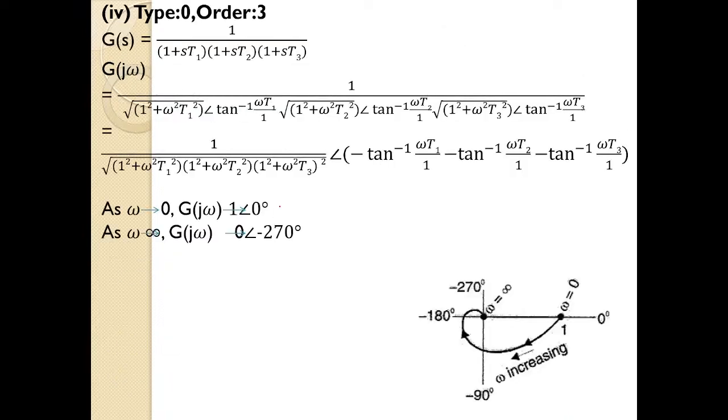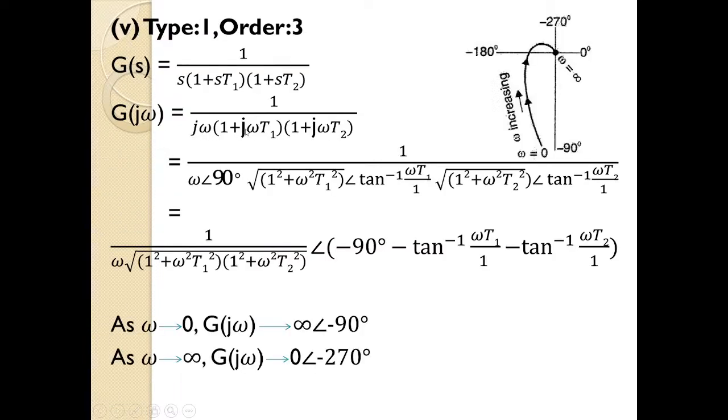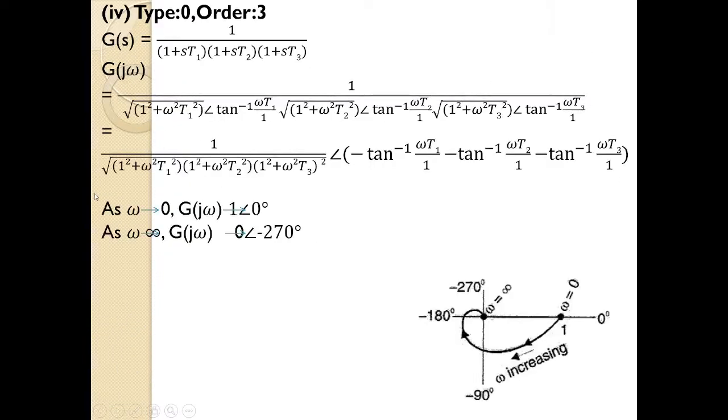Okay, let us go to the next type. Type 0 order 3 system. So type 0 order 3. So you can see here it is type 0 system and highest power of s is 3. So this is type 0 order 3 system.